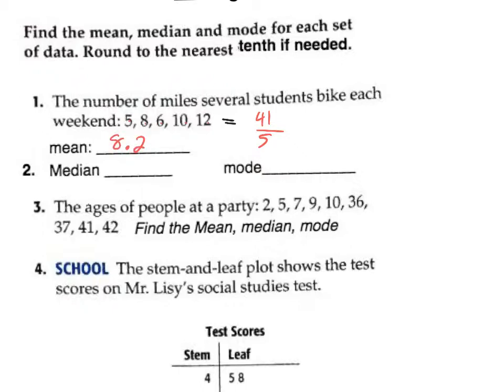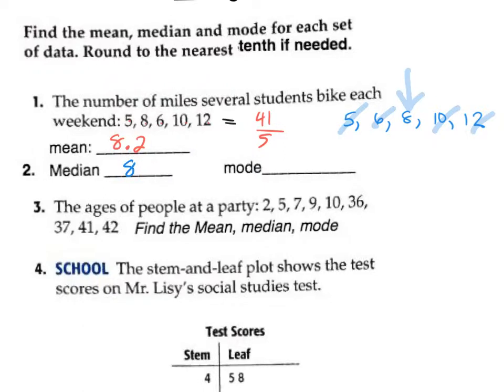The median, please remember that in order to get the median, what do I have to do first? Organize them from least to greatest. So 5, 6, 8, 10, and 12. And the median is the one right smack in the middle. So 1, 2, 8 is the median.